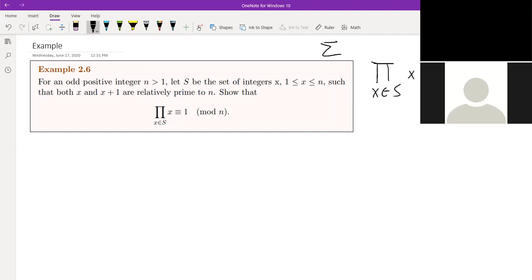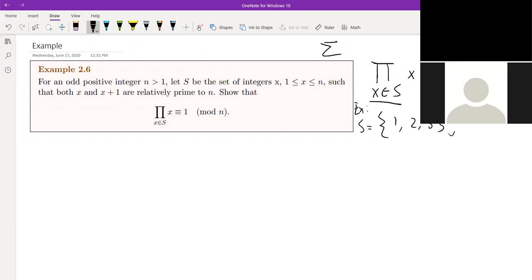So for example, let's say our set S was 1, 2, and 3. Then this product would just be the multiplication, the product of all of the elements in the set. Because for every element x in S, we're just multiplying them together. So this product would be equal to 6 in this case. However, here we define S to be the set of integers x, following this condition where both x and x plus 1 are relatively prime to n. And we want to show that this is true.